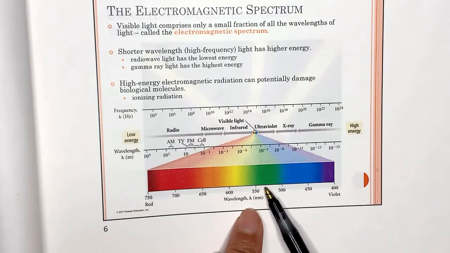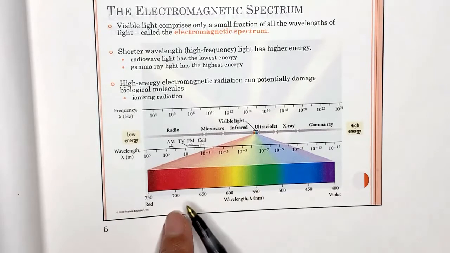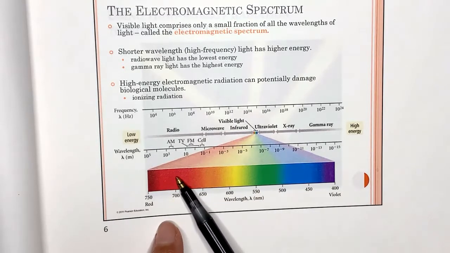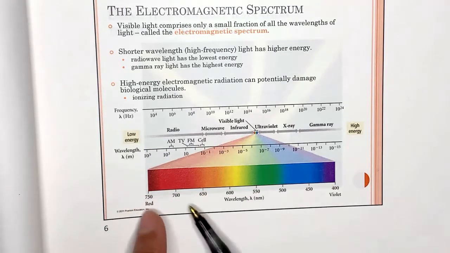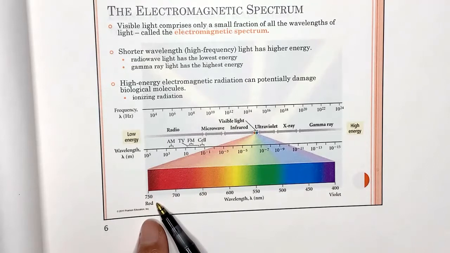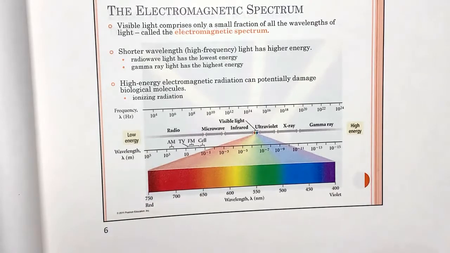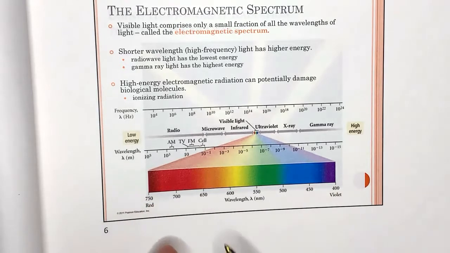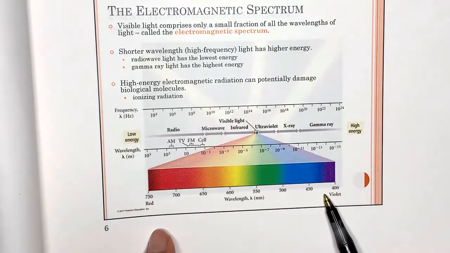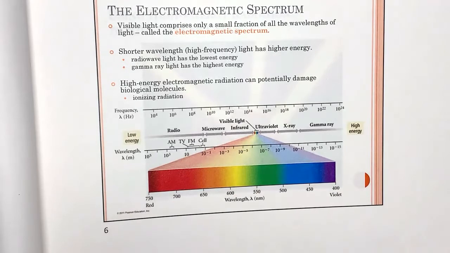Around 550-ish will give you green. Once you hit 700, then you start seeing red. So this is like the color spectrum here. Red is low energy, low frequency, and the wavelength is going to be bigger. See, 750 is bigger than 400. So you want to know the color ranges, and the trends between the wavelength, the frequency and the energy.